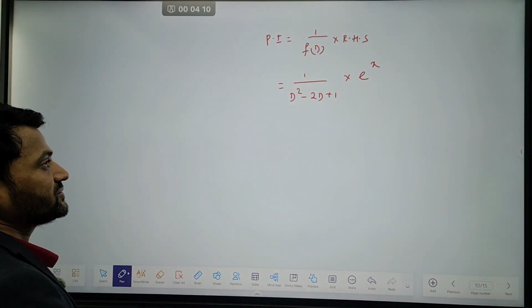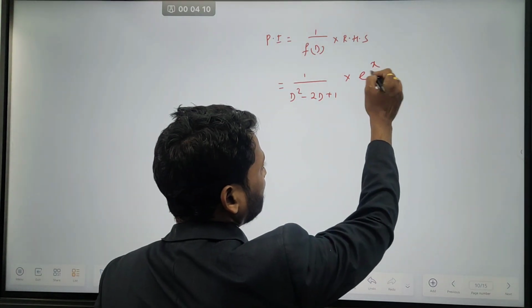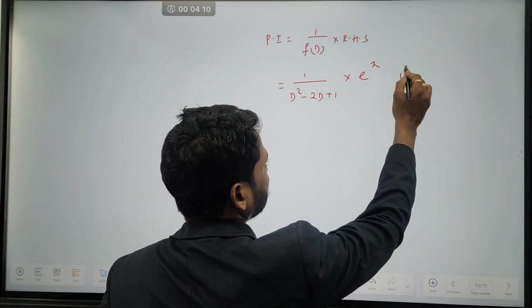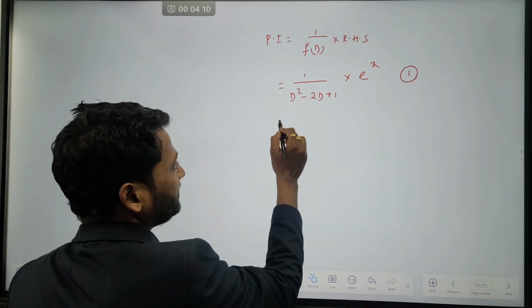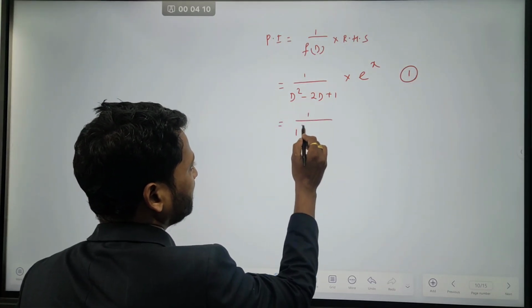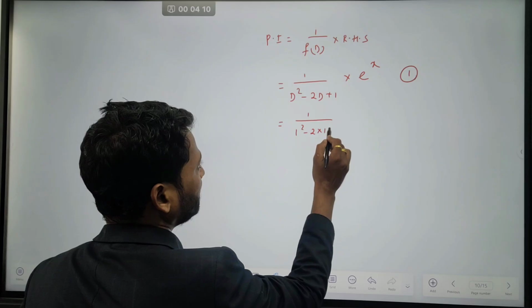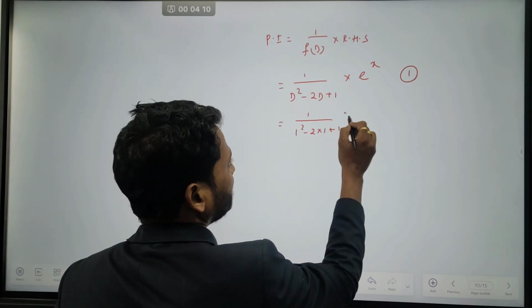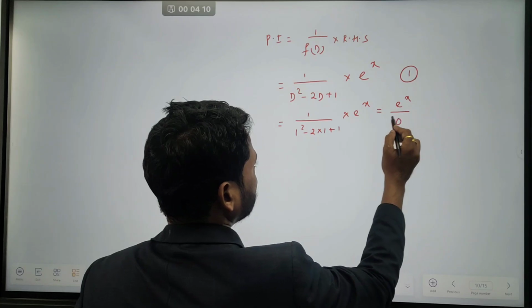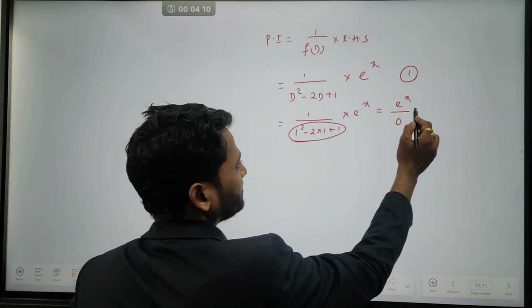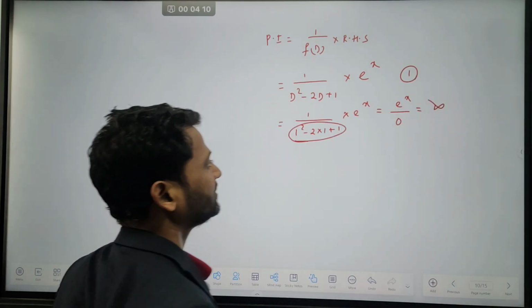Is it clear? So now what will you do? What is the coefficient of x? Coefficient of x is 1. You put the value 1 in place of d in this equation. So that is 1 by 1 square minus 2 into 1 plus 1, into e to the power x. So it is coming e to the power x by 0. This part is coming 0. Something by 0 is infinite.